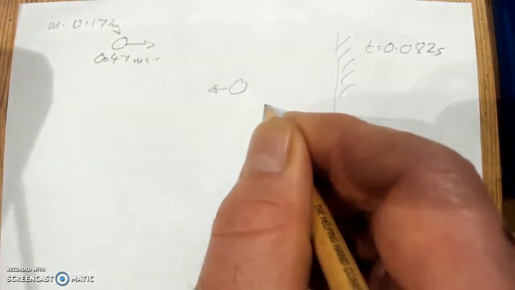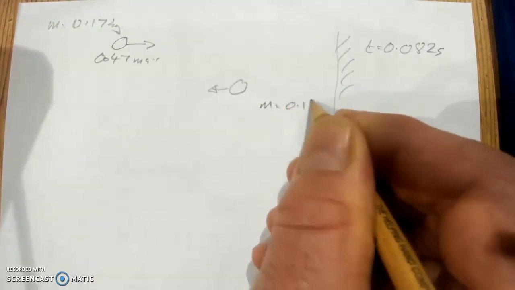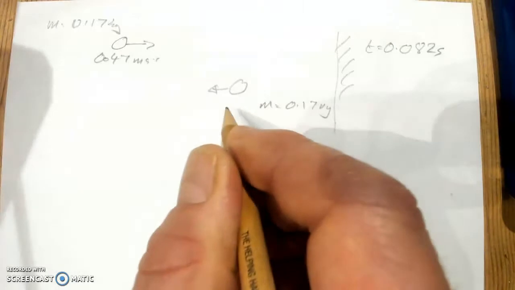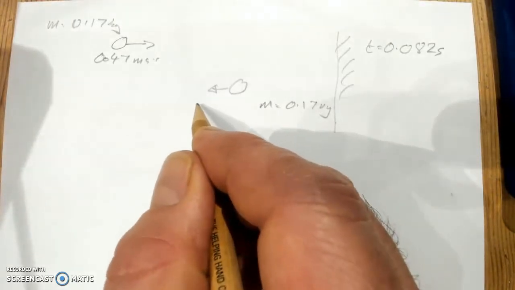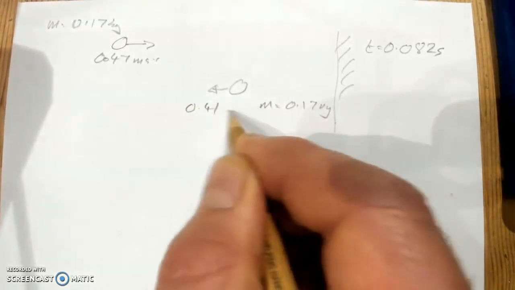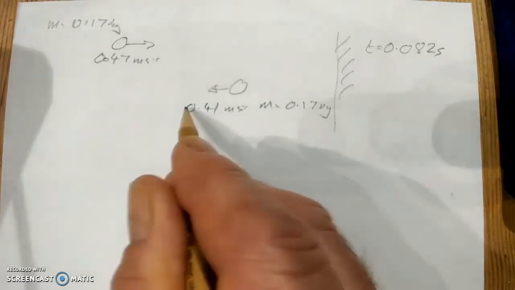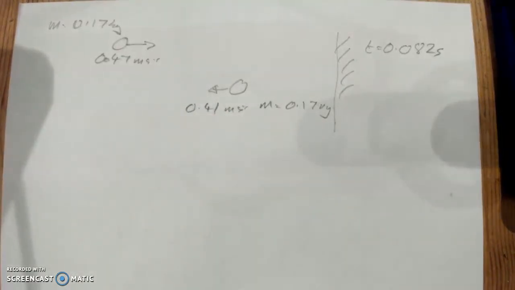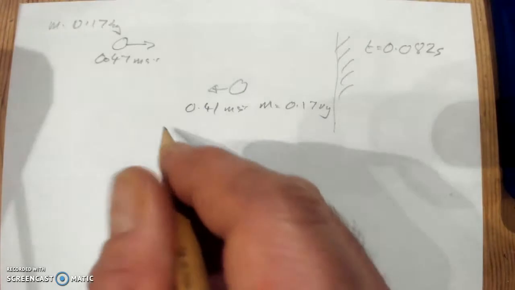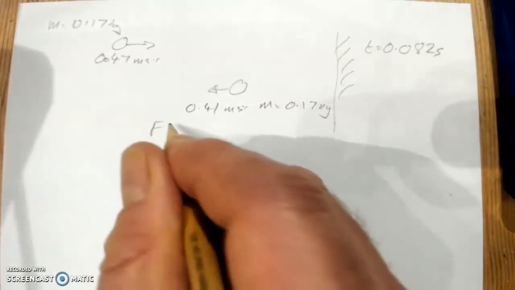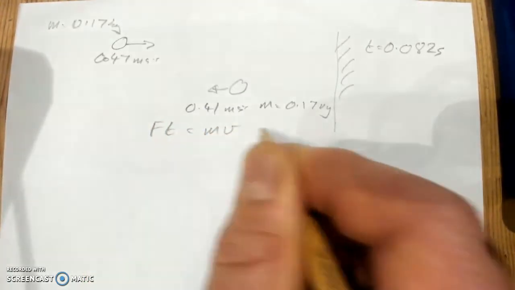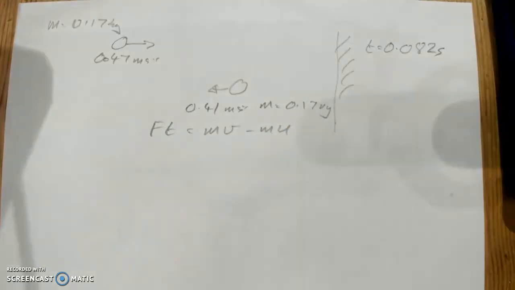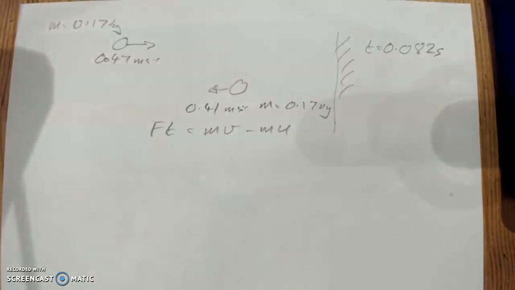And then it rebounds in the opposite direction. Still got a mass of 0.17 kilograms, that's not going to change, but the velocity is now 0.41 meters per second to the left, which is a negative velocity, which we'll come back to in a moment. So you start off with your equation, which is just that impulse is final minus initial. So just like with acceleration, it's always the final minus initial.